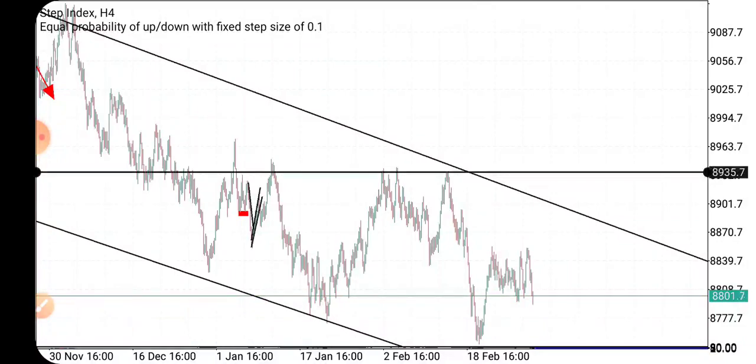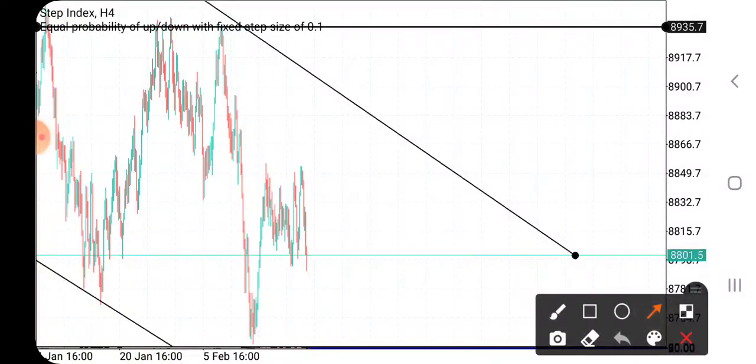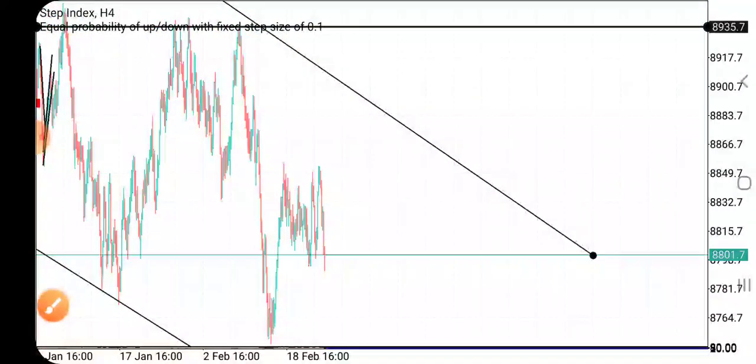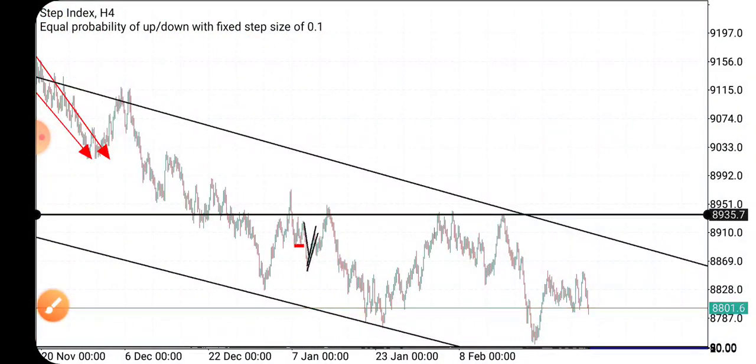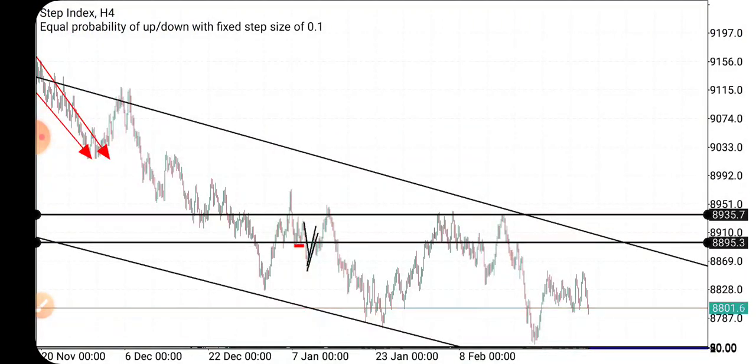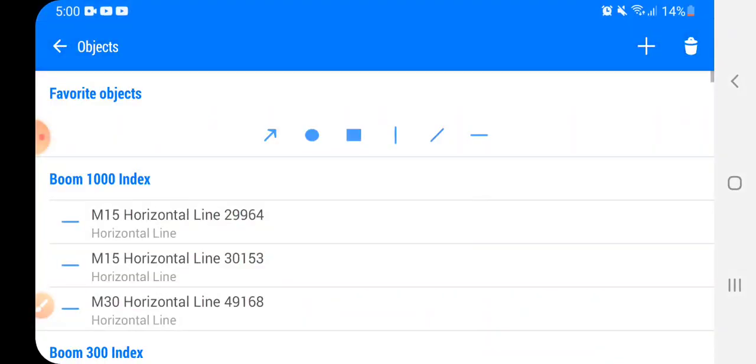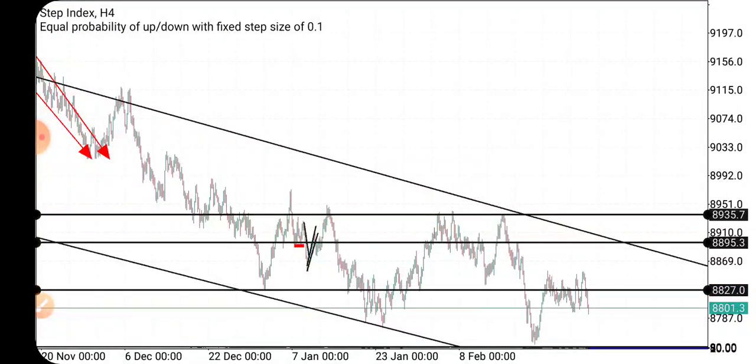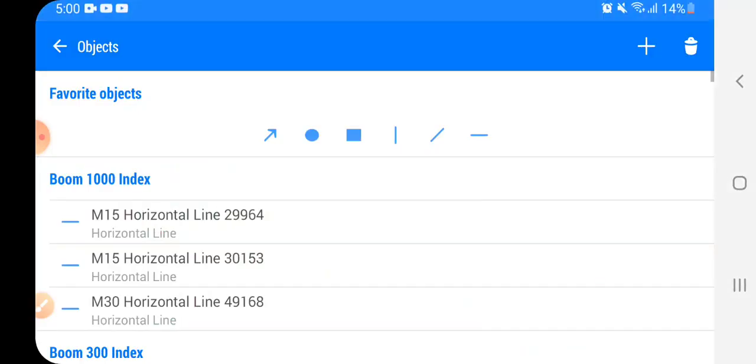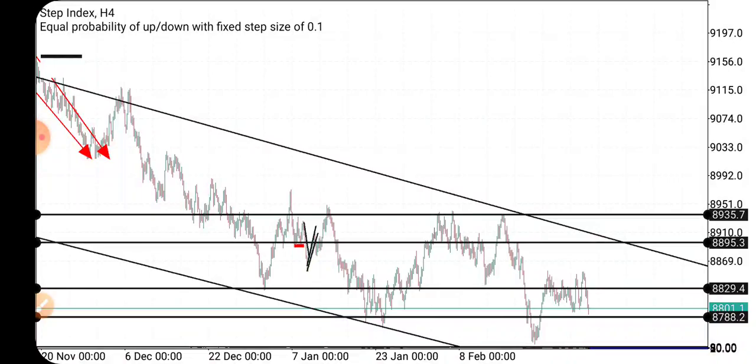At this point, we have a resistance right there, also serving as support. If you look at this place, it is serving as resistance also. As I've picked the first one, I go back again to pick my other support level. I have to do this so that we can continue. I also pick here. We are basically just picking the major support and resistance levels.